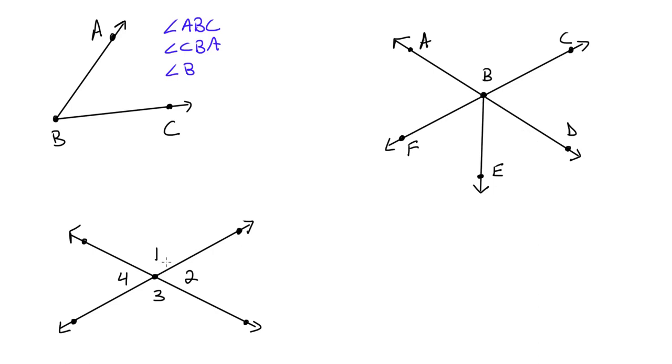And down here, this third figure, you can see that sometimes angles are numbered and you could name them by their number. So this is angle 1, angle 2, angle 3, and angle 4.